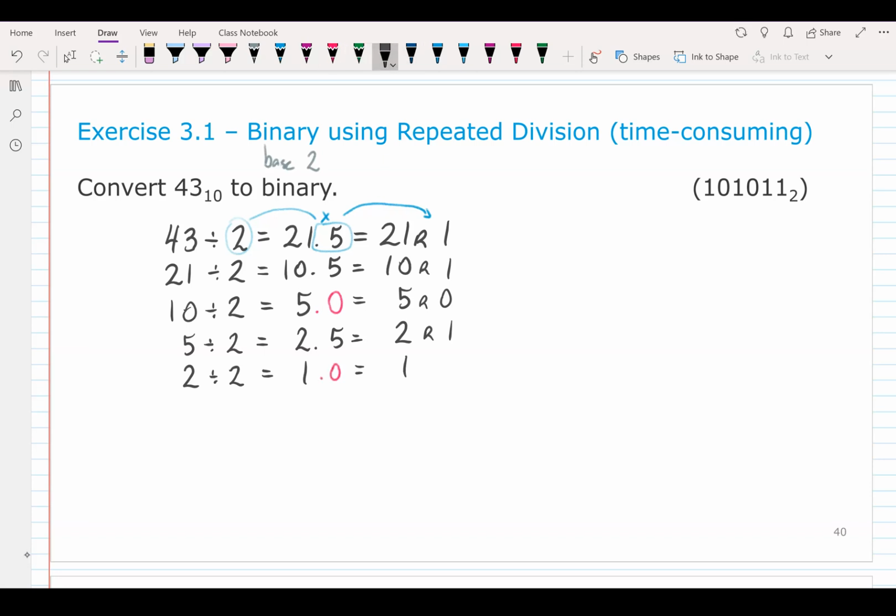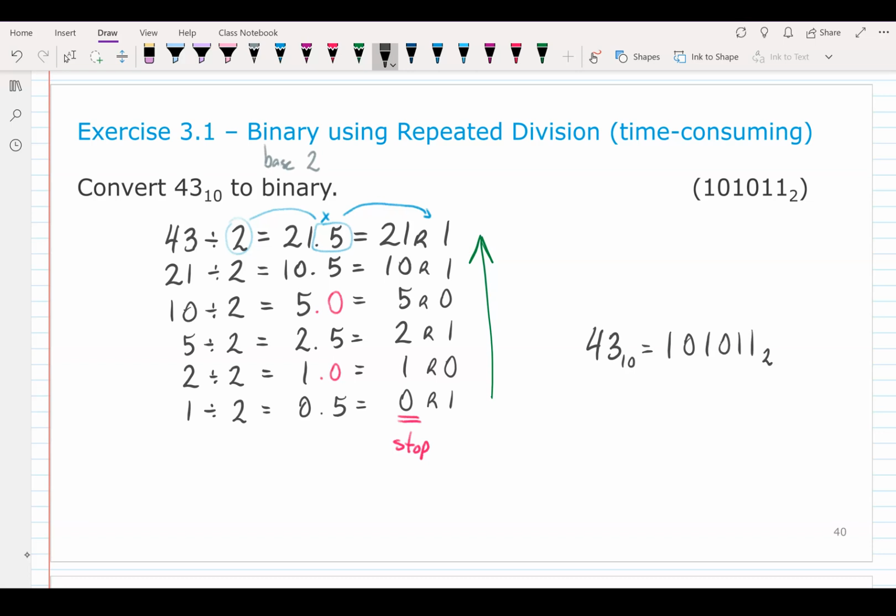And we're getting really close to 0 now. 1 divided by 2 doesn't fit into it, but we do have a 0.5, which means we have 0, remainder 1. And we see our 0, which is our signal to stop. And then if we read this bottom to top, like last time, we'll get our final answer. 43 in decimal is 101011 binary.